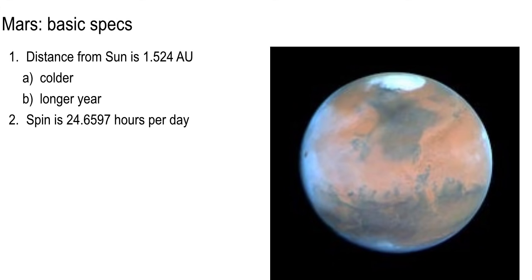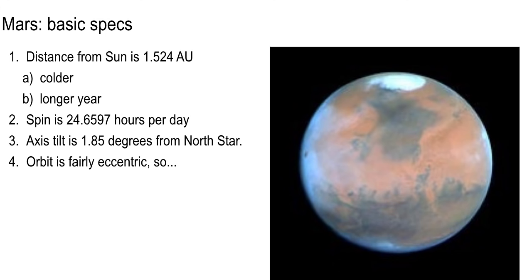Spin rate, 24.6597 hours per day. So the Martian day is a little bit longer than Earth, not too much. Its axis of rotation is tilted a little bit askew compared to Earth's axis. The sun is rotating down there in the center of the solar system, and its rotation axis points toward the North Star as well, or points in that direction, but not exactly. Earth's points exactly to the North Star. And Mars, it's 1.85 degrees away.